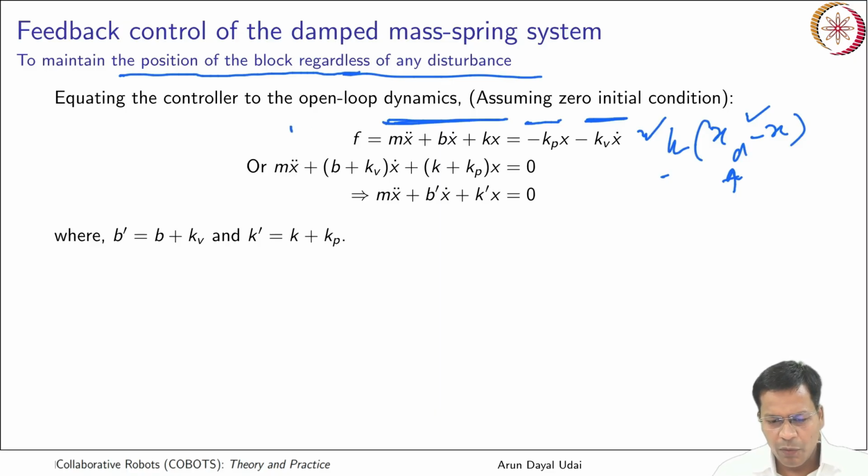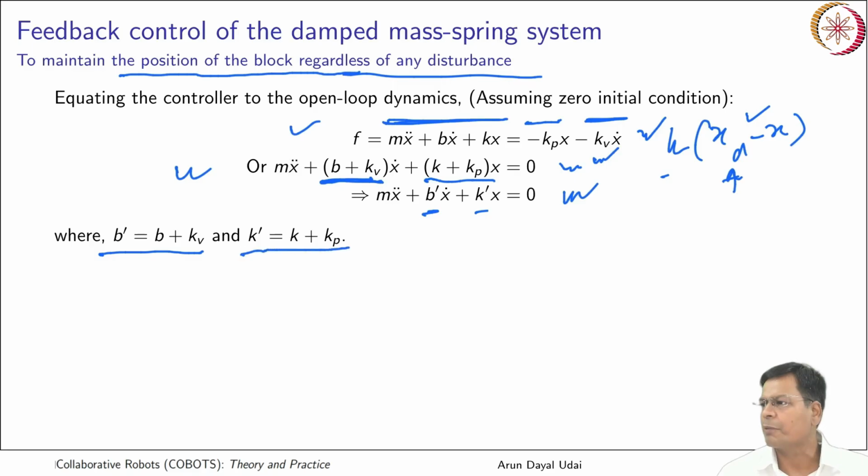This can now be written as m x double dot plus (b plus Kv) x dot plus (k plus Kp) x. I'll take everything to the left hand side of the equation and I get this. Now I can write b plus Kv, that is the damping gain, as b dash. Similarly k plus Kp is k dash. So this is your new system, where b dash is b plus Kv and k dash is k plus Kp.